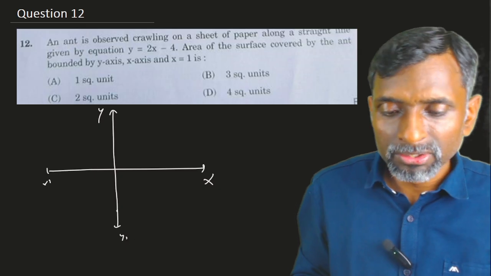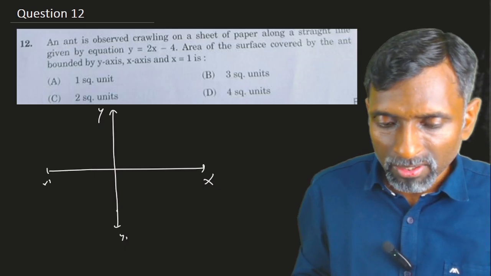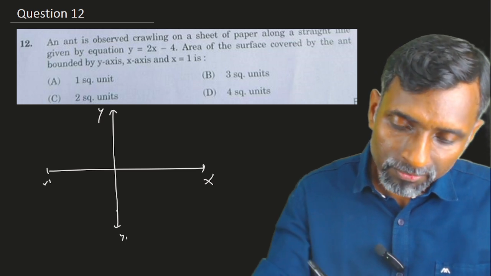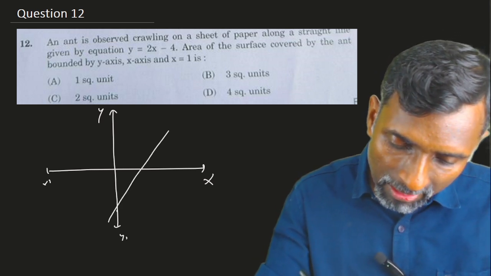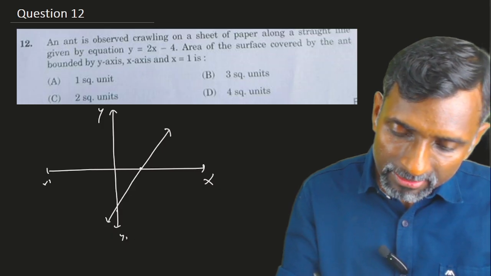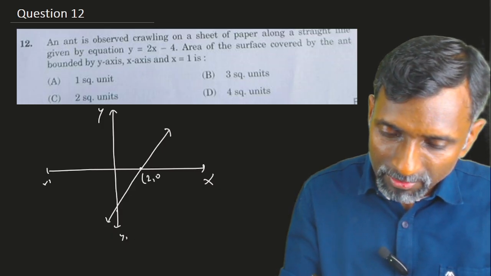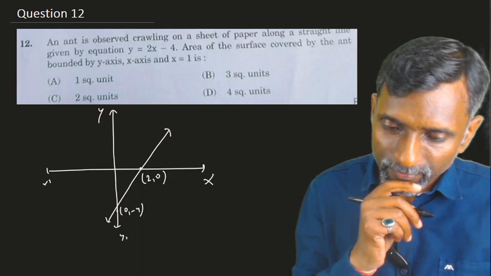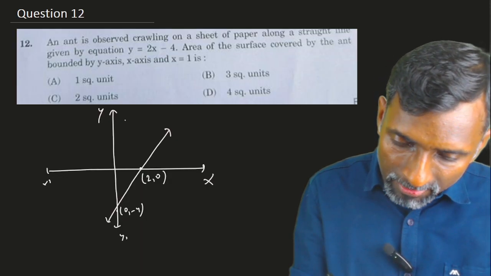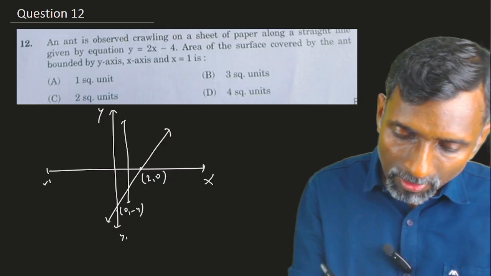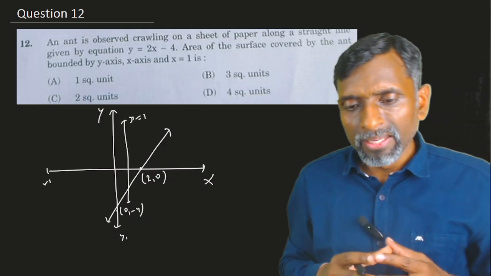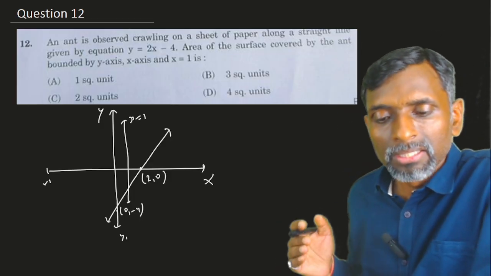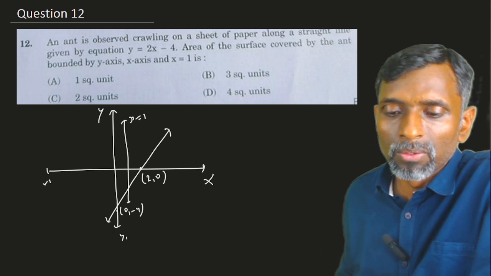So the point of intersection with the x-axis is when we put y is equal to 0, x is equal to 2, and when we put x is equal to 0, y is equal to minus 4. So this line intersects at 2 comma 0 on the x-axis, and on the y-axis it is 0 comma minus 4. Very good. And we have another line, which is x is equal to 1. We have to find the area of the surface covered by the ant bounded by the y-axis, x-axis, and x is equal to 1.